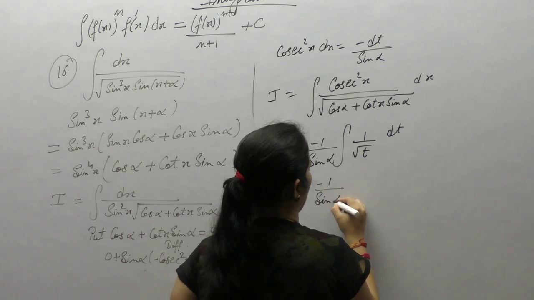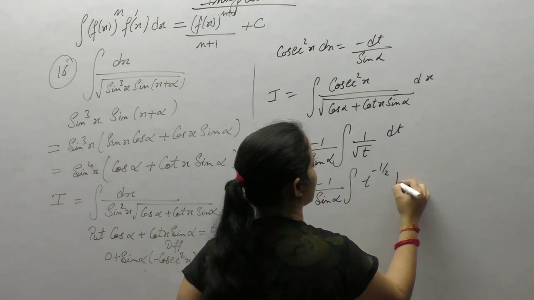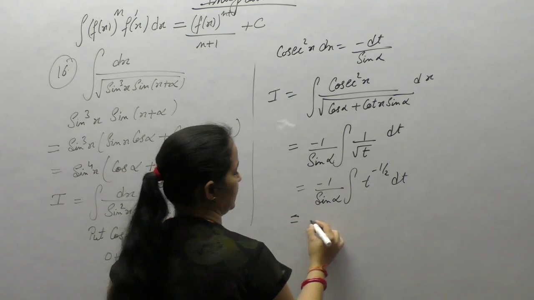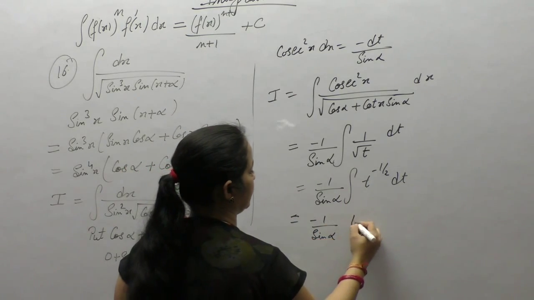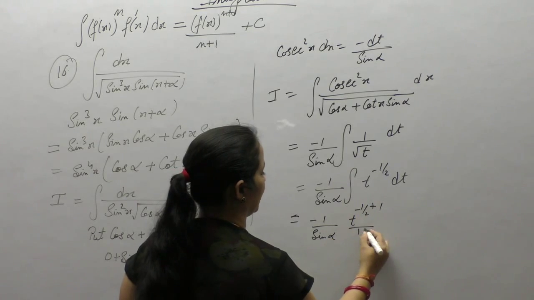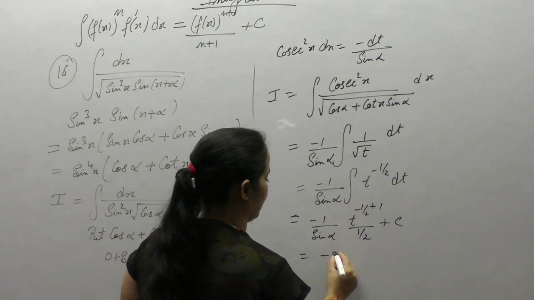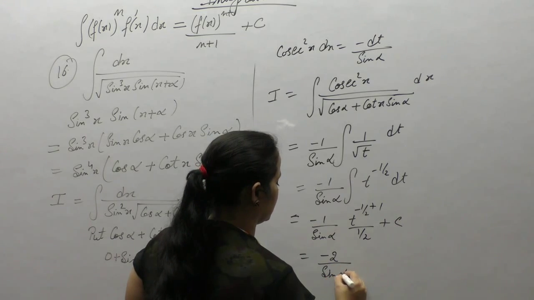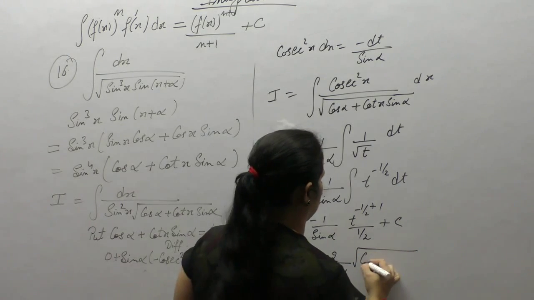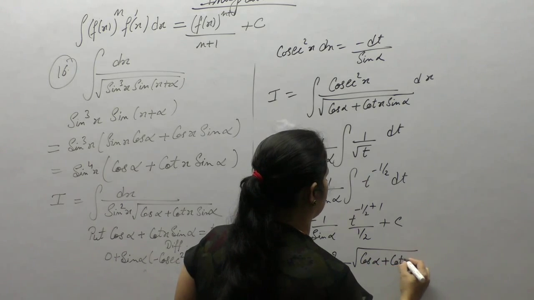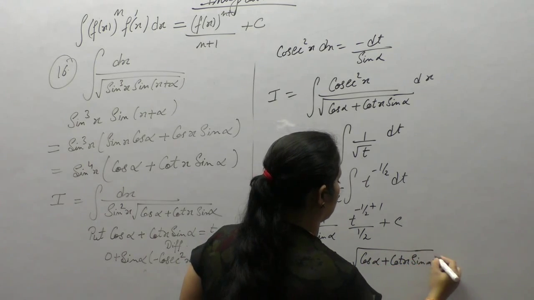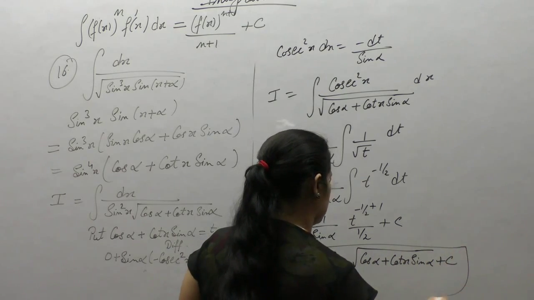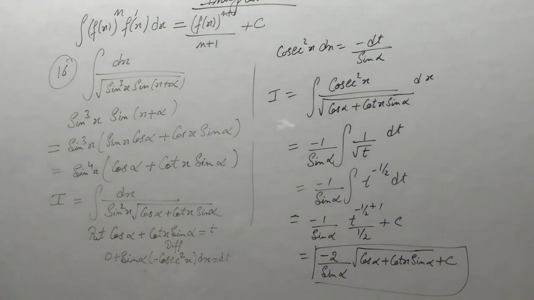T power minus half. Integral of t power minus half, apply power rule here. N plus 1 is minus half plus 1, that is 1 by 2. Minus 2 upon sin alpha, square root of cos alpha plus cot x sin alpha, plus c.